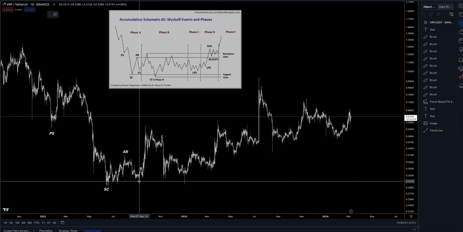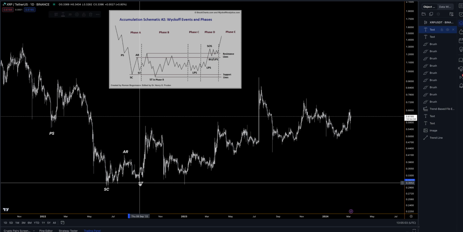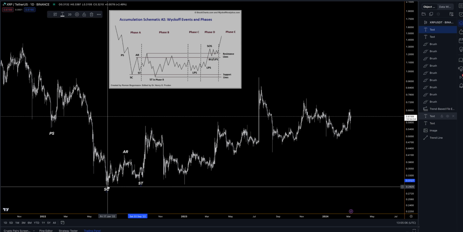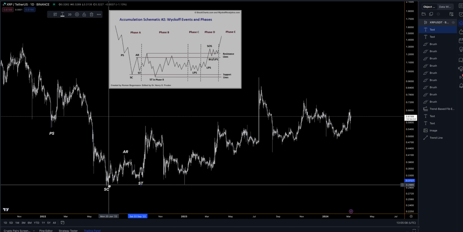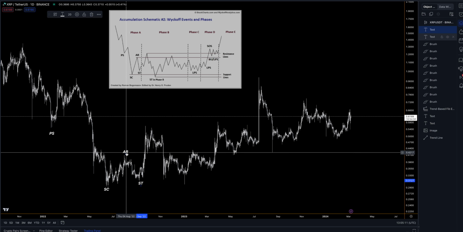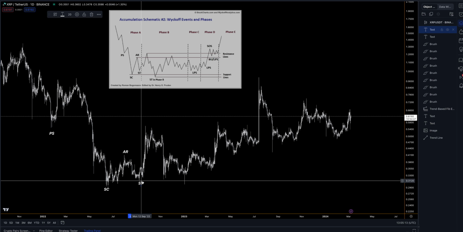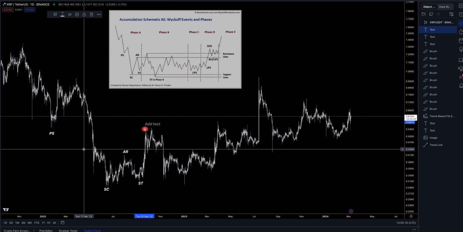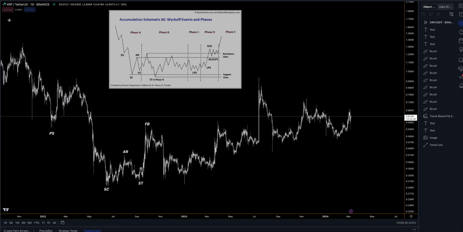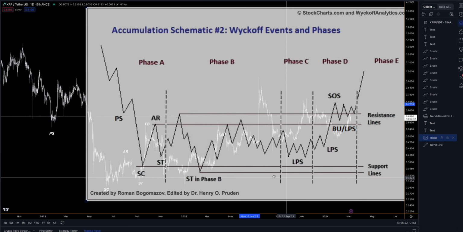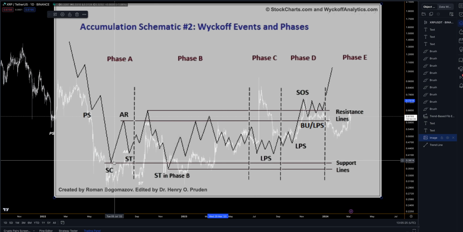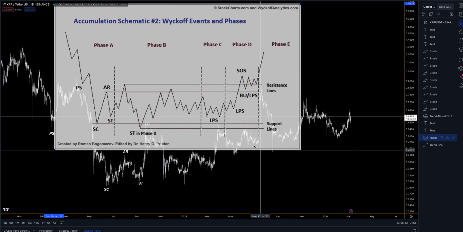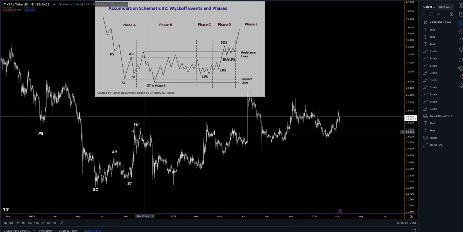After your automatic rally, you have a secondary test. This is when the smart money, or the composite operator, enters here at the selling climax. You have your automatic rally, and then they enter on the secondary test. Smart money enters on the secondary test, and then you have what's called a failed breakout. So over here, you can see that after your selling climax, you have an automatic rally, a move back down for your secondary test, and then a failed breakout. This is your failed breakout over here.